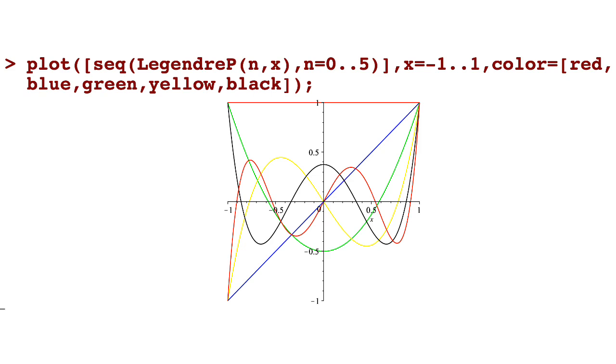Here are the plots of the first 6 Legendre polynomials. The first one is red. That's the horizontal line at the top. The second one is blue, the y equals x, and so on.